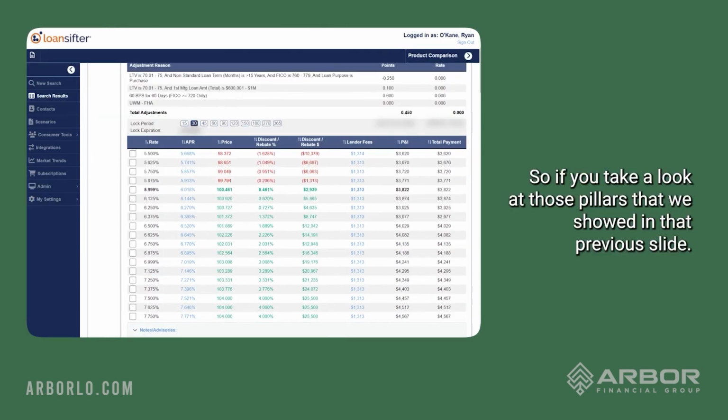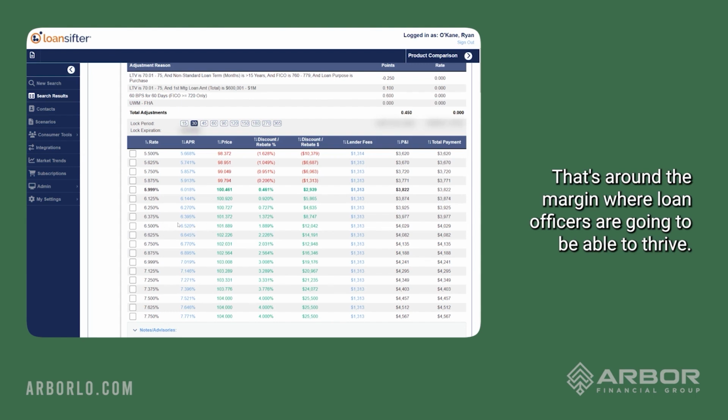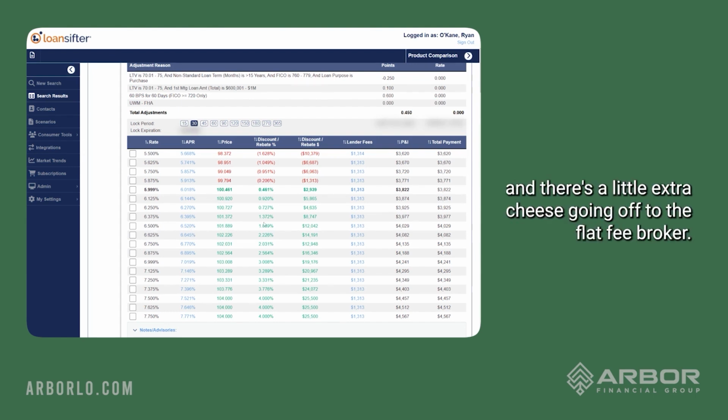If you take a look at those pillars that we showed in that previous slide, this is how it relates to how it impacts live rates. I know I had that red percentage sign, but look, if you're looking at a flat fee broker, in this case, they're going to be pricing around the 6.5%. That's around the margin where loan officers are going to be able to thrive. They're going to make their full 150 basis points, and there's a little extra cheese going off to the flat fee broker.